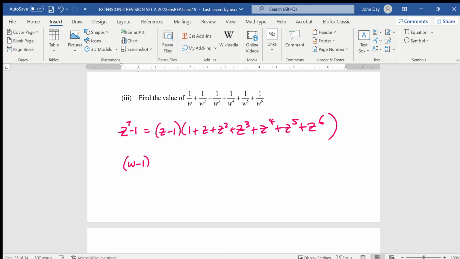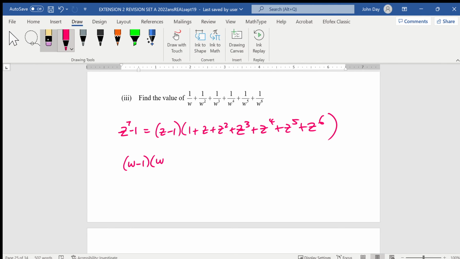w minus 1 times 1 plus w plus w squared plus w cubed plus w4 plus w5 plus w6 is equal to 0, because we're trying to solve that equal to 0. And we know w is a root, so we can sub it in and it works.